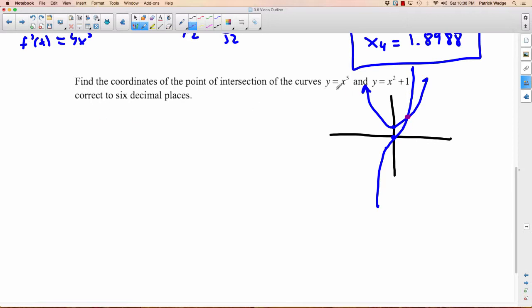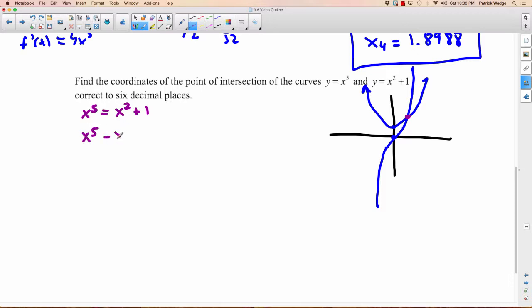We want to know, in other words, if we take the x to the fifth power and equate it to x squared plus 1, when this will be true. So in order to be able to use Newton's method, you want it to equal 0. So let's move this stuff over to the left.